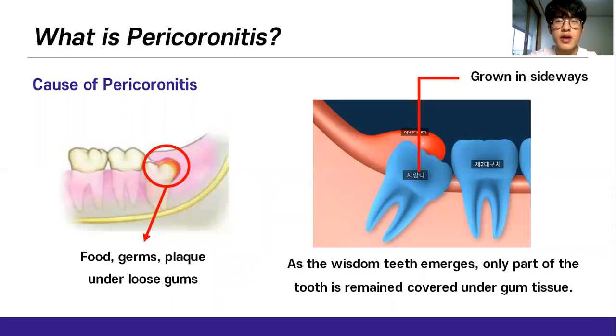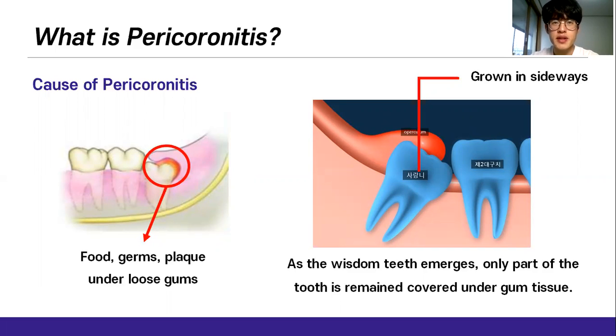And let me tell you the cause of pericoronitis. The most common cause is food, germs, or plaque trapped on the loose gums. The space is formed when the wisdom teeth begin to come in. Before the wisdom teeth emerge, gum tissue covers the area completely. As the wisdom teeth emerge, only part of the tooth remains covered under gum tissue.